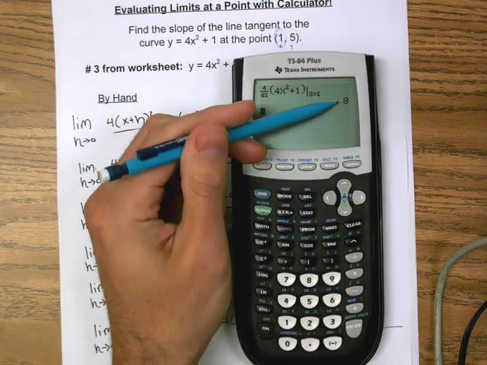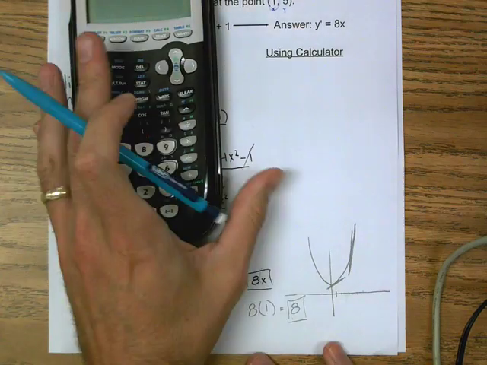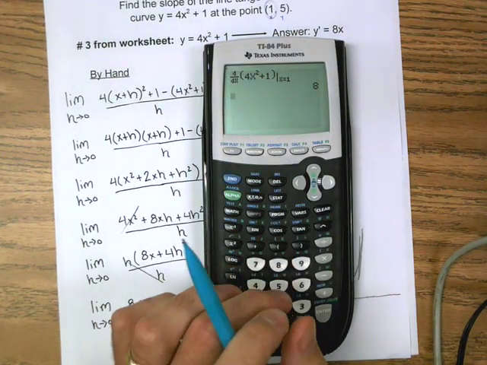So it works here. It works when you do it graphically on the calculator, and it works when you do it by hand. Everything is 8, so it works out. I hope that helped.